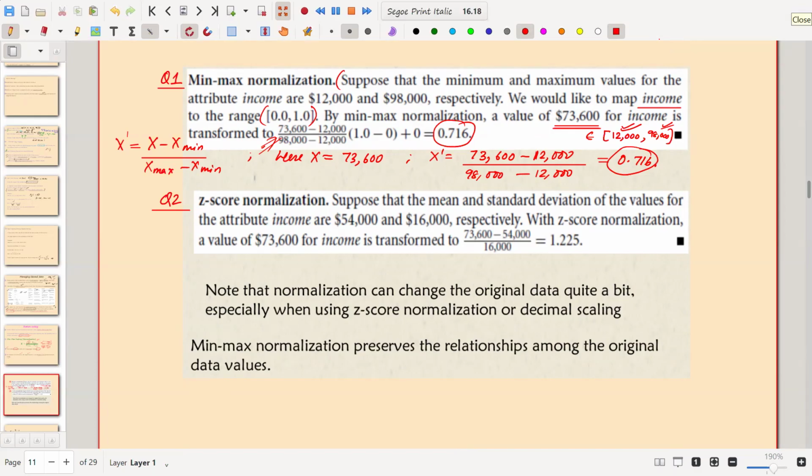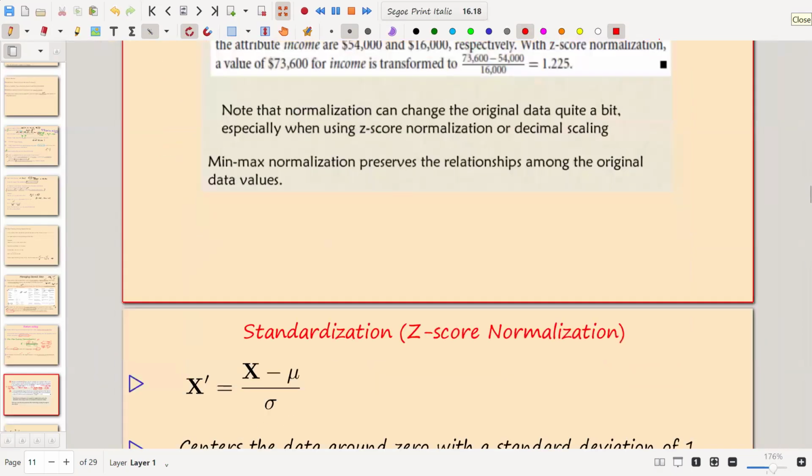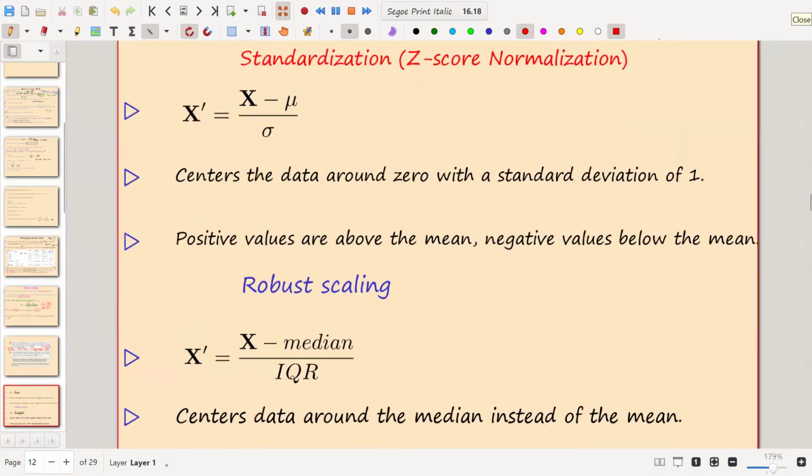If your answer was 2.716, straightforwardly you can say some mistake is made, because your answer should always lie in between 0 and 1. In this way you can check the correctness of your working steps. Another question, with the z-score normalization that we will look into now. After that we'll come to that example.